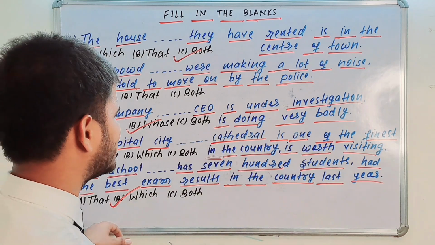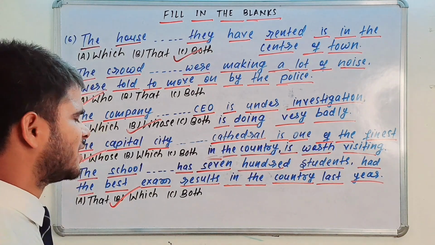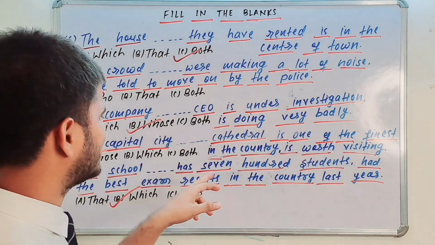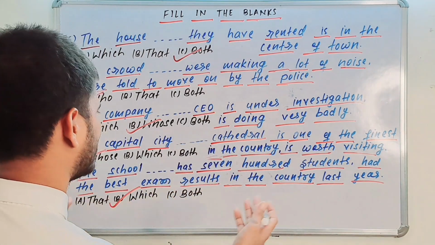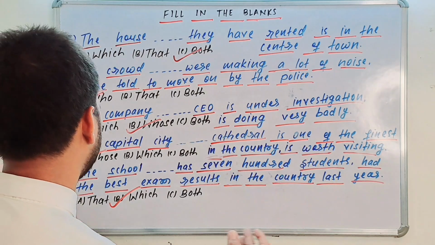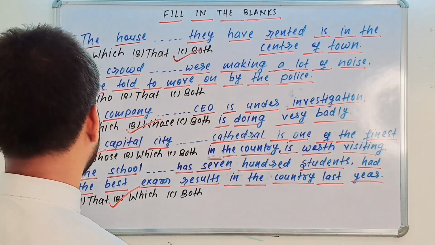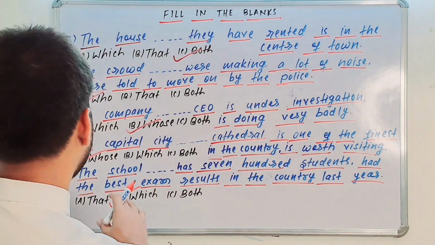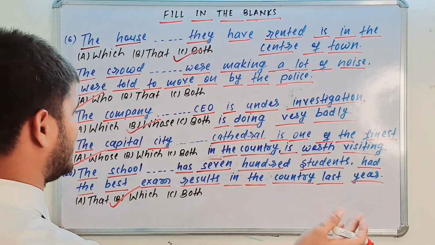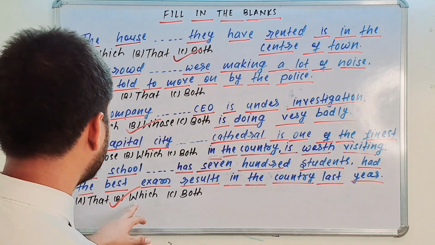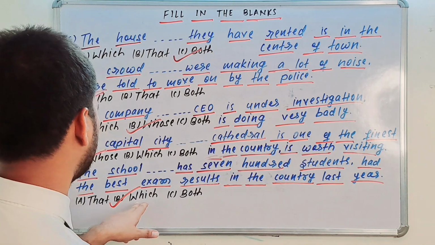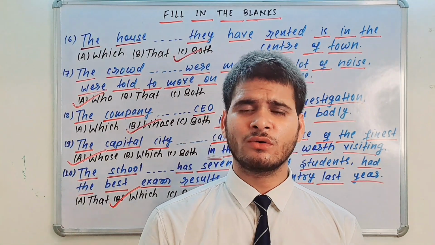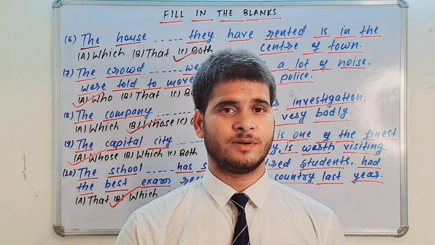So they are talking about something, some school results, exams last year. So that's why which. The school which had 700 students had the best exam results in the country last year. So put which, and I told you, all these questions are based on relative pronouns.